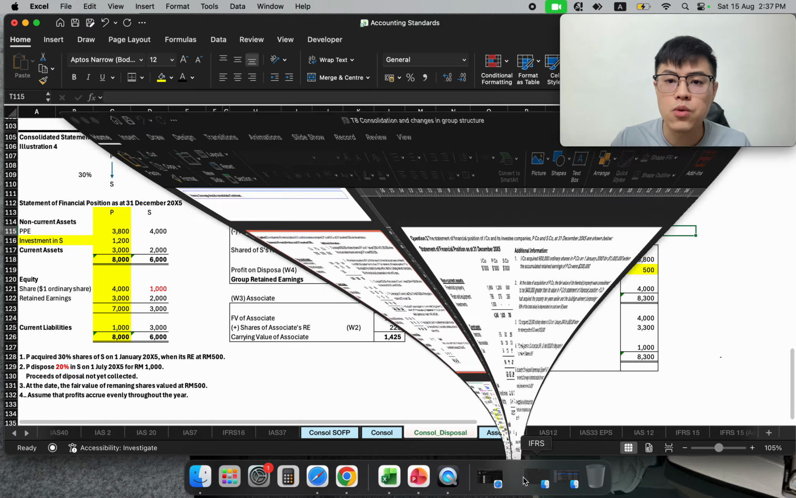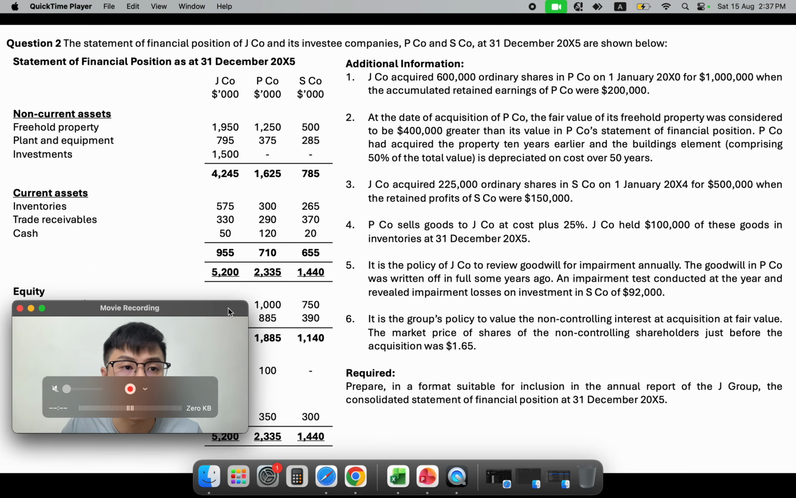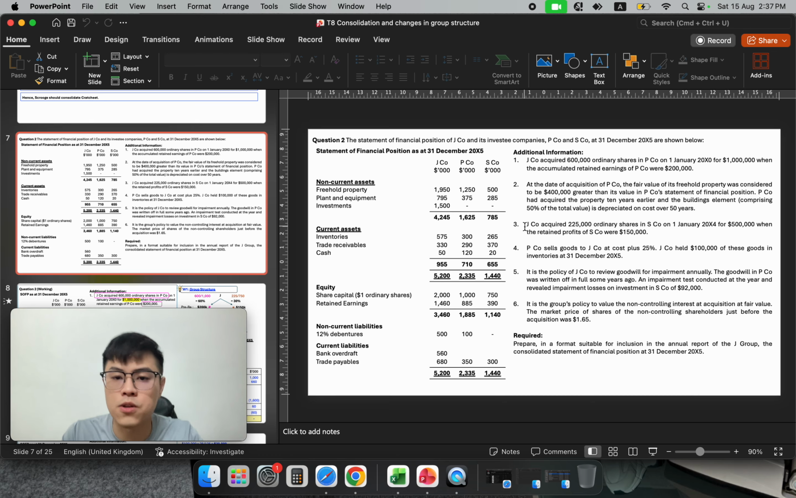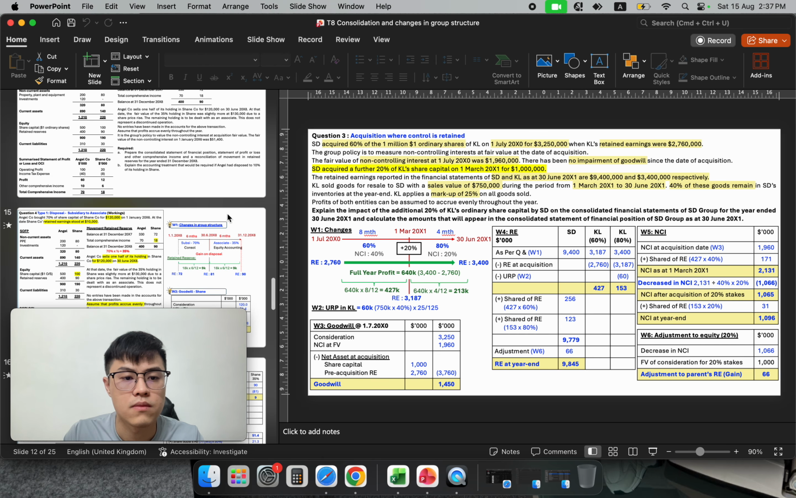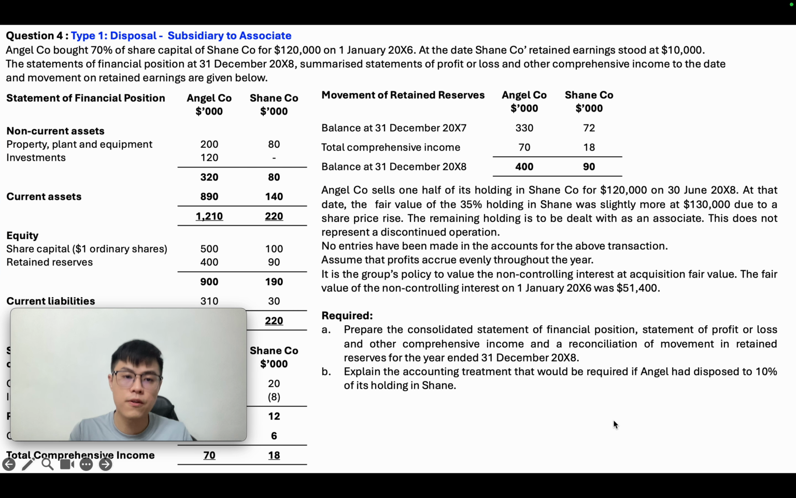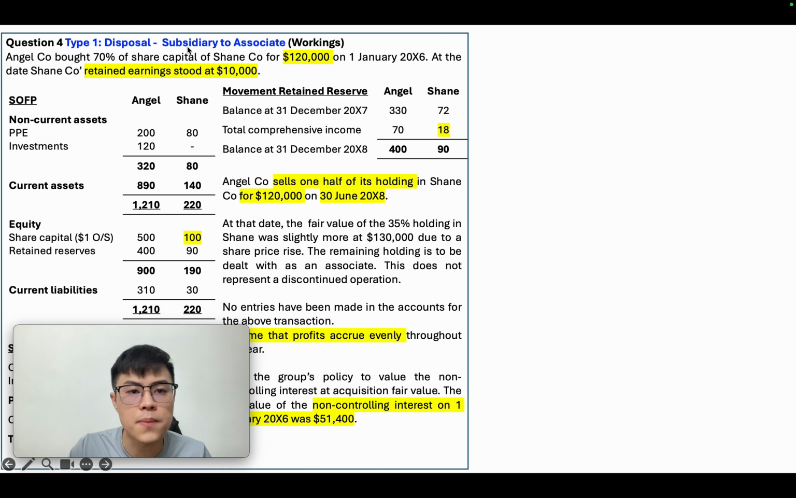Now, let's go into an exam style question so that you can better understand how this will come out in your exam. So let's go to the question that is relevant. So we have this question in front of you. The first scenario is subsidiary to associate. So let's look at these questions. So we have our type 1, subsidiary to associate. So you will stop consolidating and start to recognize the associate value.